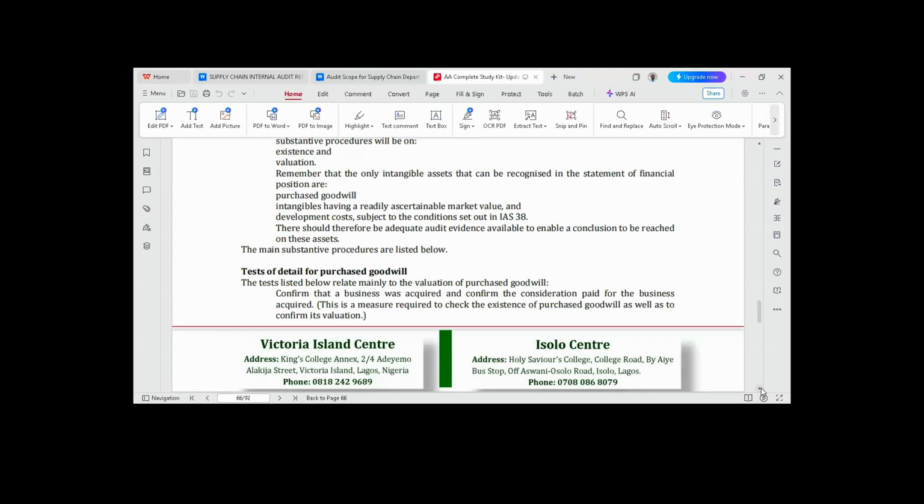So how do you carry out tests of detail for purchased goodwill? One of the things you need to do is confirm that the business was acquired. Most times purchased goodwill can only exist where there is a business acquisition, or when there is a takeover. That's when you talk about goodwill. We need to verify that, okay?